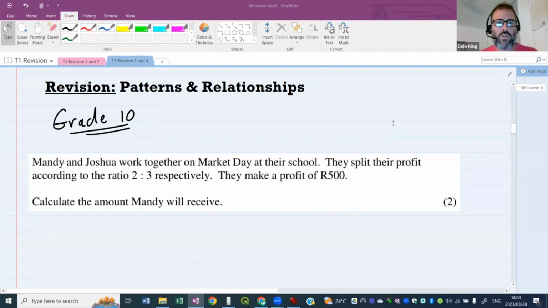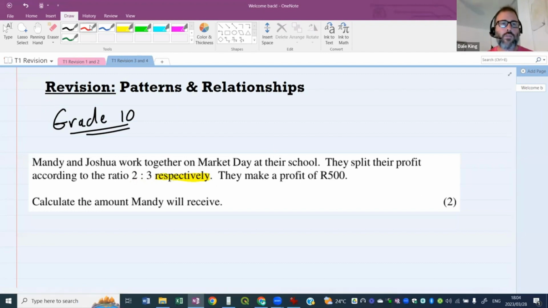So it says Mandy and Joshua work together on market day at their school. They split their profits according to the ratio 2:3 respectively. Now, this word respectively, for anyone that's wondering, just means in that order. So the 2 first and then the 3. All right. So respectively means in the order that we say it or type it out here in this sentence. So 2 first and then 3.